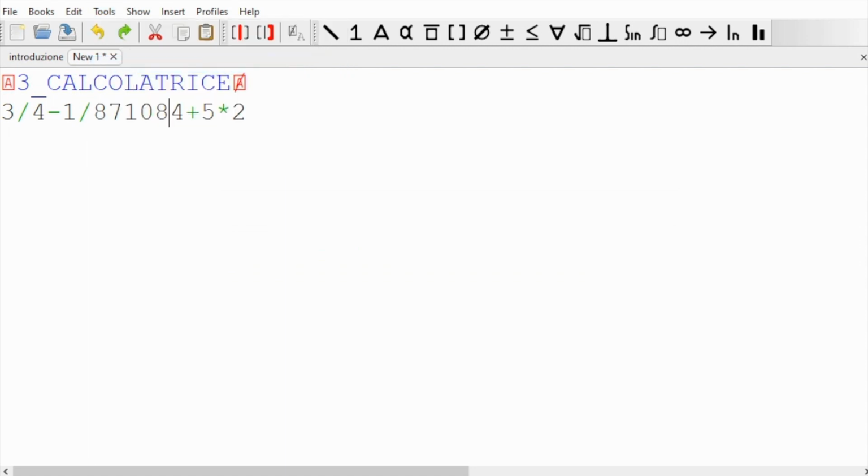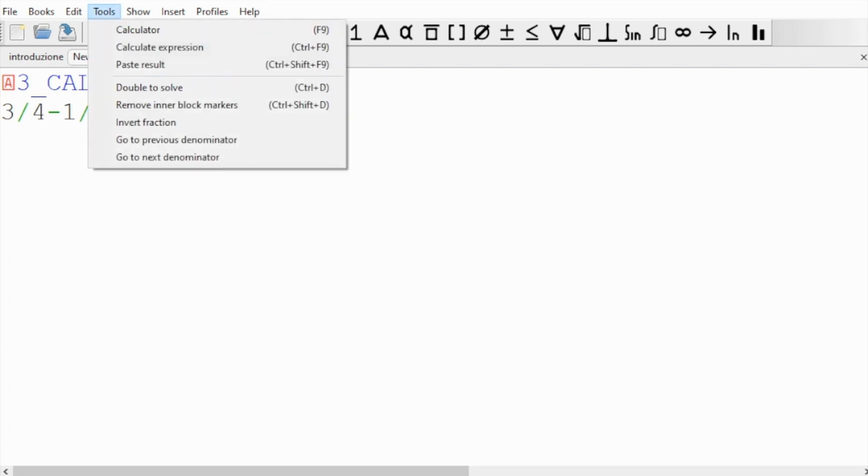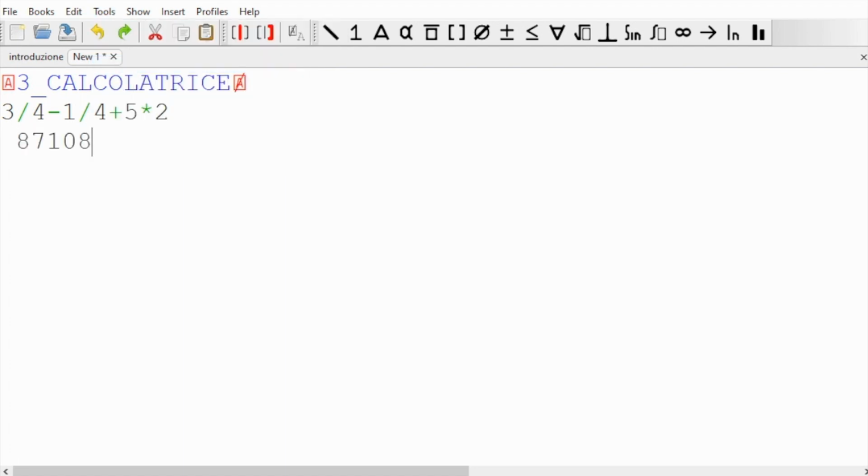In this case, with the cursor, I was in an unsuitable position. Let's suppose we have to insert it here, as you can see. Then paste the result with Control-Shift-F9 and paste the number that was previously calculated.